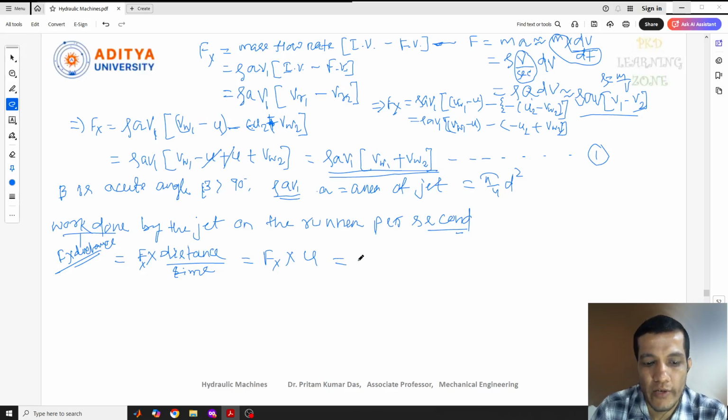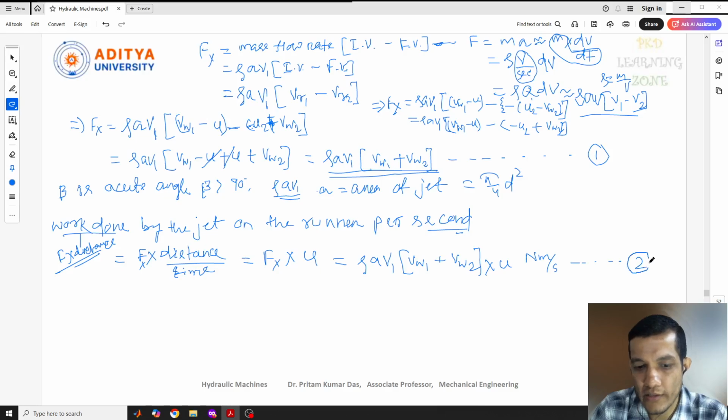So Fx we already got here. This is rho A V1, bracket VW1 plus VW2, into U, and the unit will be Newton meter per second. This we can give as another equation, for work done by the jet on the runner per second. This one also we have already calculated previously; if you see the previous video, the same equation is there.